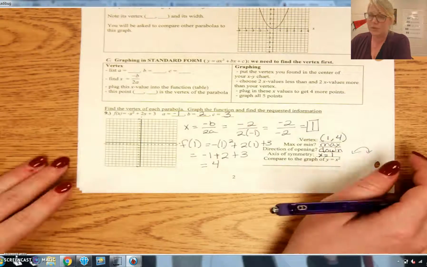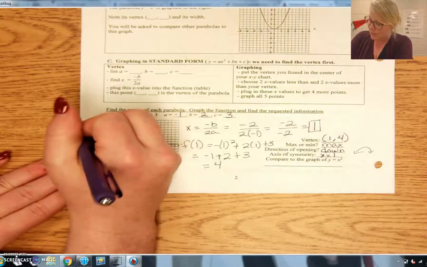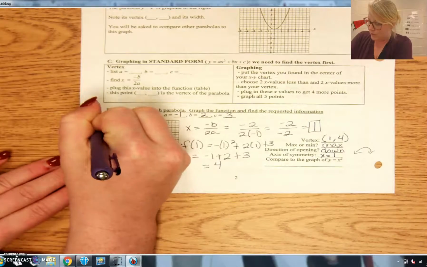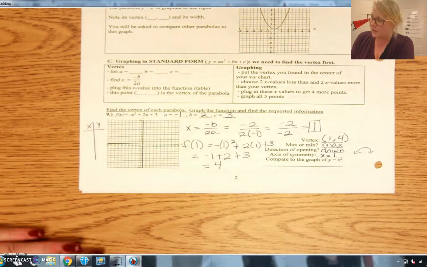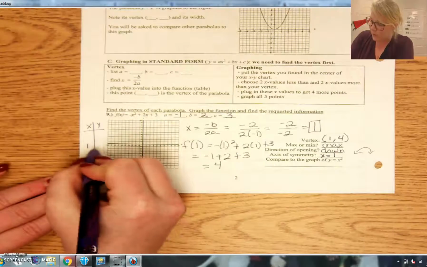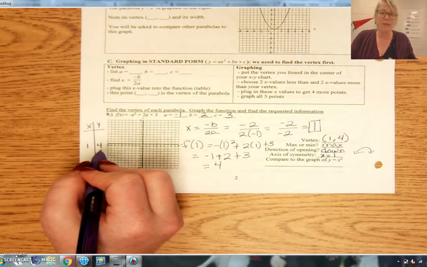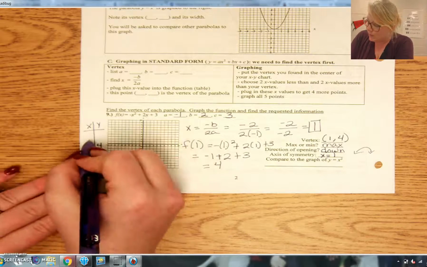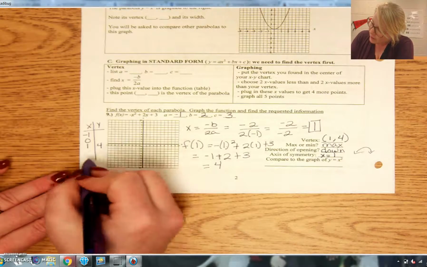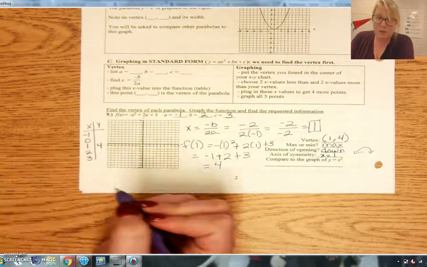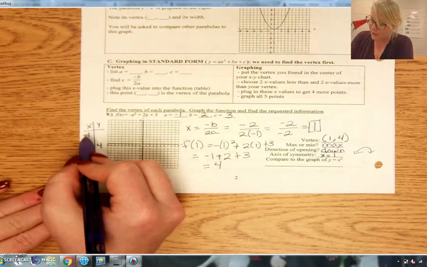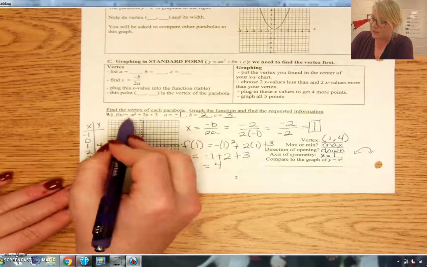So the next thing I need to do is make a table. I'm going to make a table over here, and I'm going to put my vertex in the middle. So I'm going to have 1, 4. Then I'm going to continue my table. I'm going to go smaller up here, go larger down here. Now, I just need to plug in my x values to find my y's in this function.